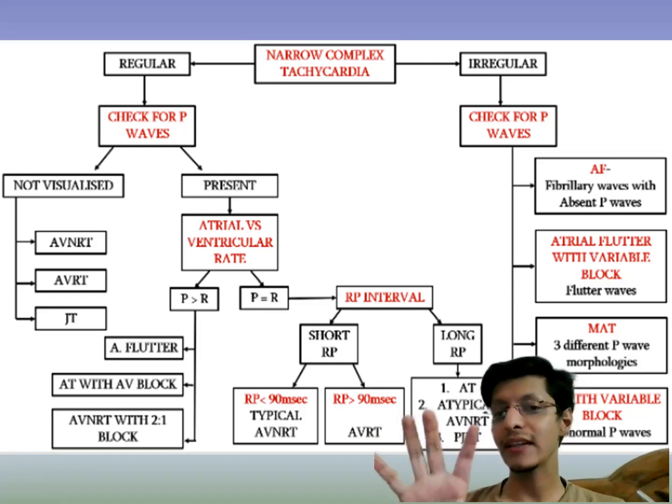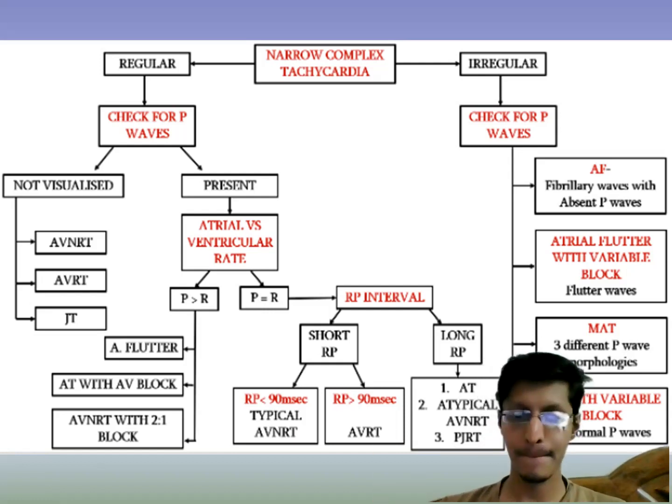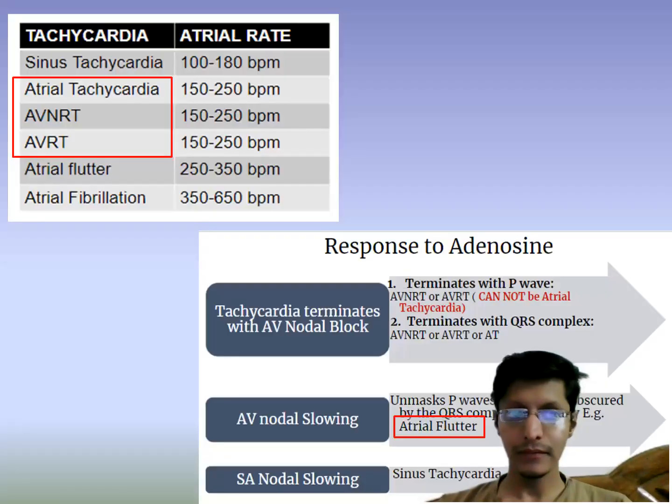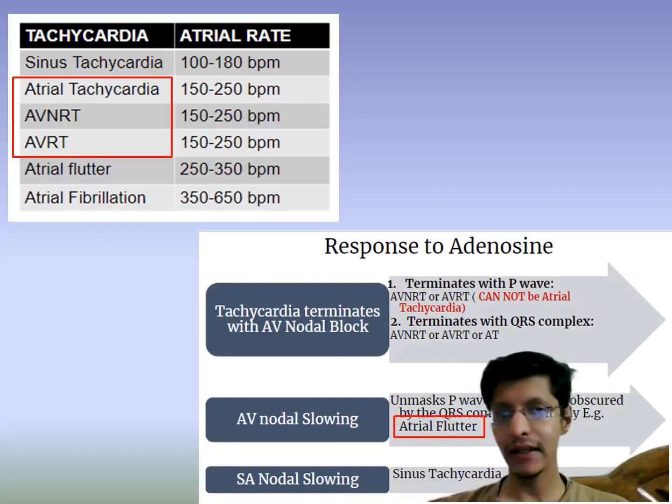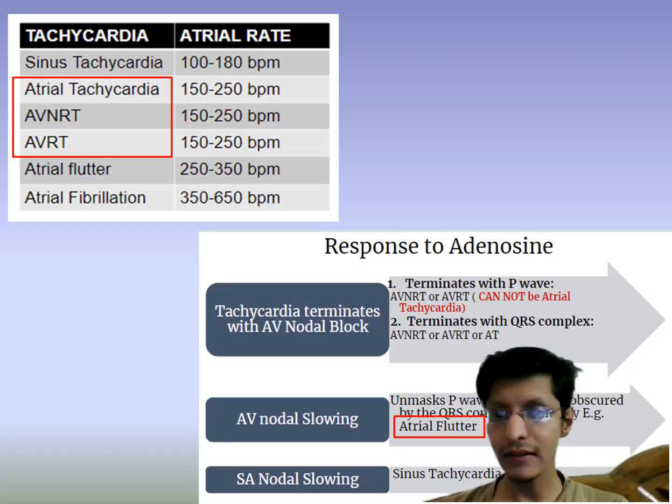Now, if you can easily visualize the P waves, look at the atrial versus ventricular rate. If you cannot see the P wave, it is AVNRT, AVRT, or junctional tachycardia. A lot is written, but I'll simplify it in further slides. So there are different rates for the different tachycardias. Sinus tachycardia is 100 to 180, atrial tachycardia 150 to 250, atrial flutter is 250 to 350, and atrial fibrillation is 350 to 650.